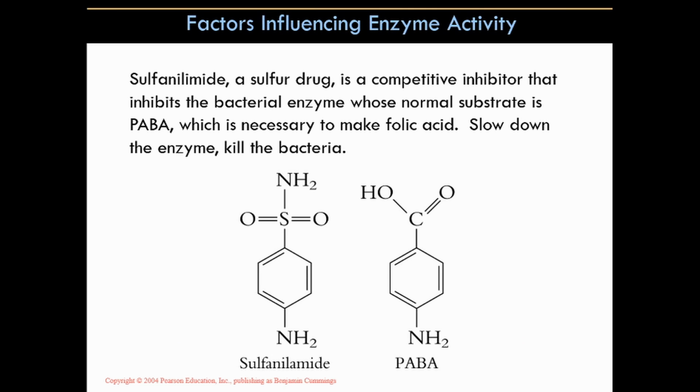Sulfanilamide is just an example of a competitive inhibitor. It's a sulfur-based drug that inhibits the bacterial enzymes whose normal substrate is PABA, which is just an abbreviation for a chemical compound. That compound, PABA, is necessary to make folic acid, and if bacteria don't have folic acid, they shut down. So we slow down the enzyme, we kill the bacteria. So sulfanilamide becomes an antibiotic, jamming up the enzyme that's necessary to carry out bacterial metabolism.